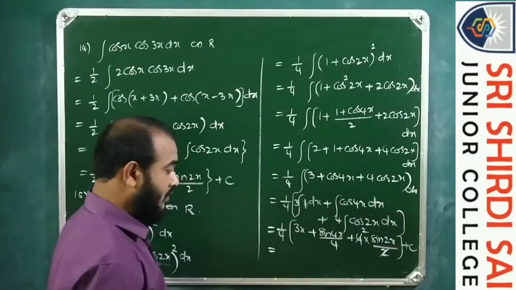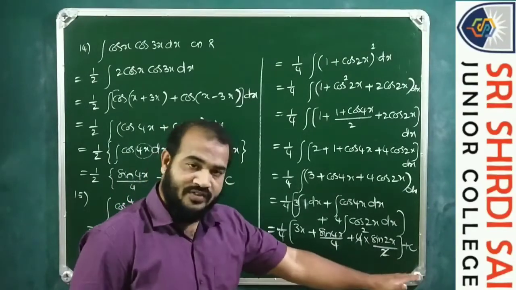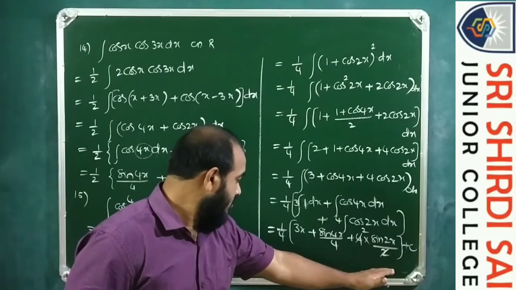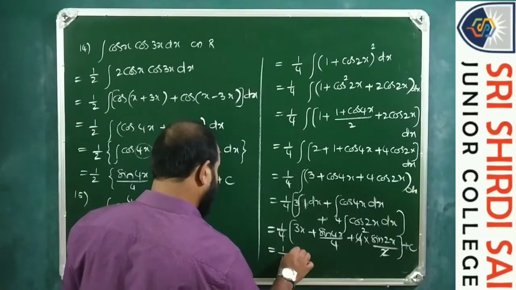So take 4 as an LCM. 4 into 4, so 16, into.